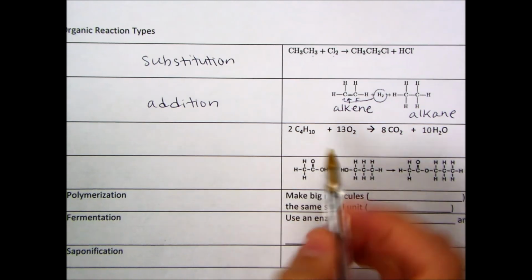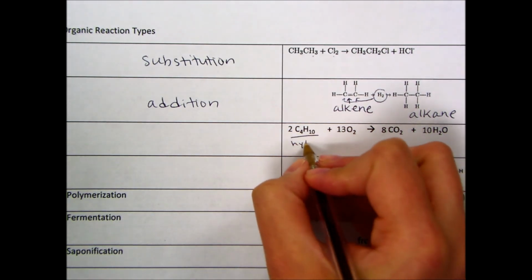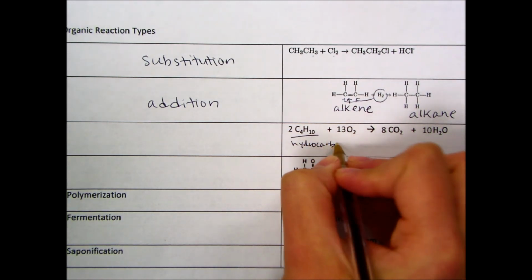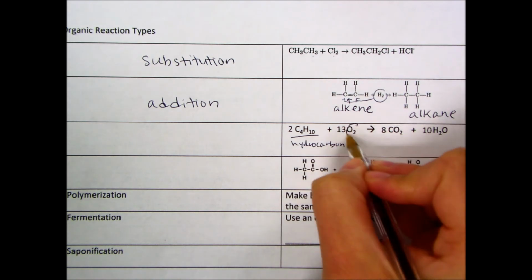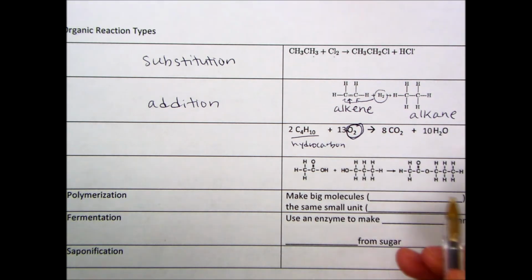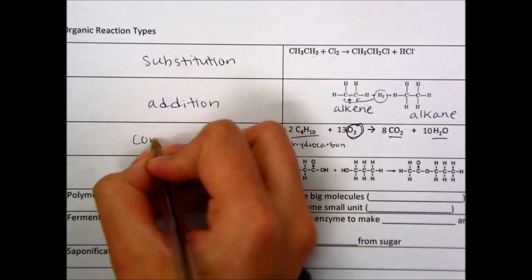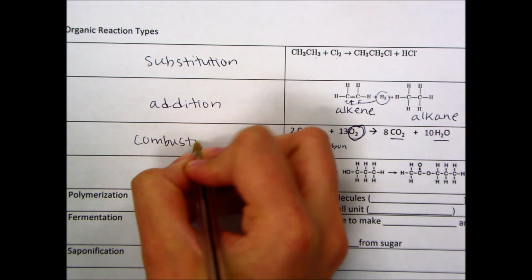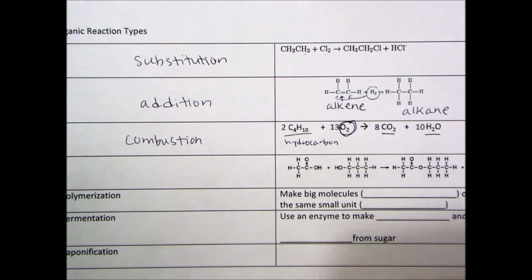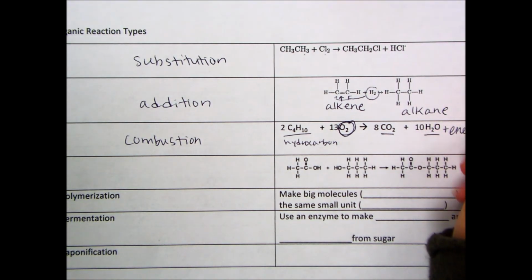The next example, when you've got a hydrocarbon, so just carbon and hydrogen, you burn it in the presence of oxygen to create carbon dioxide and water. That's combustion. These are highly exothermic reactions. Energy is also a product.